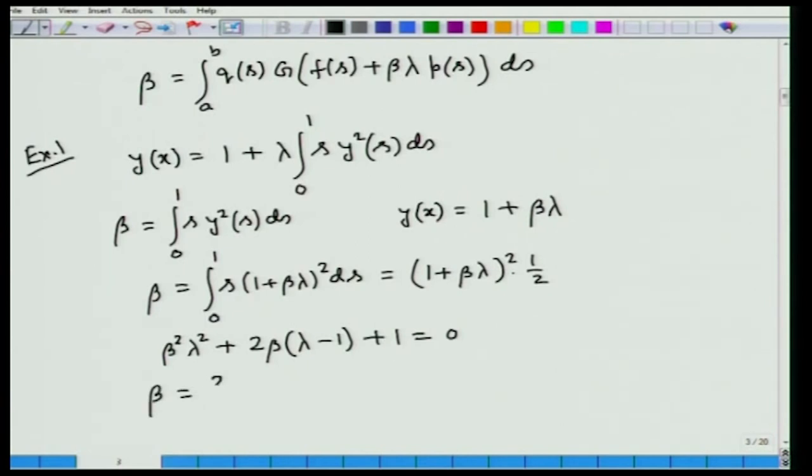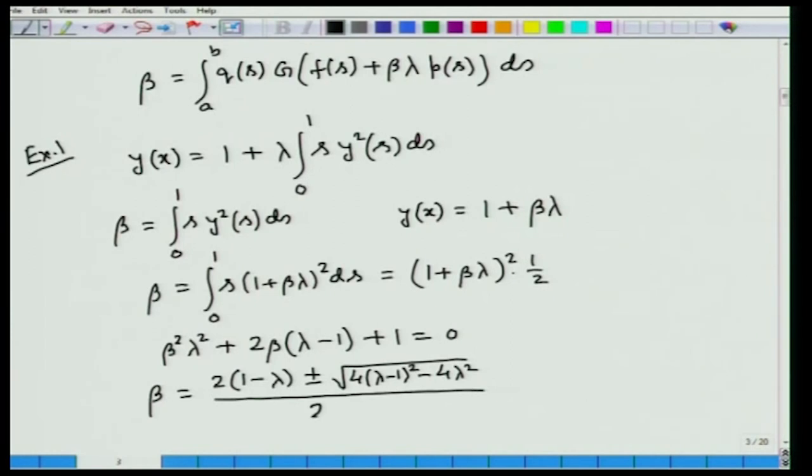and solving for beta, we can find beta equal to (2 into (1 minus lambda) plus minus root over 4 (lambda minus 1) whole square minus 4 lambda square) divided by 2 lambda square, and after simplification, this comes out to be (1 minus lambda plus minus root over 1 minus 2 lambda) divided by lambda square. So, these are actually two values of beta.